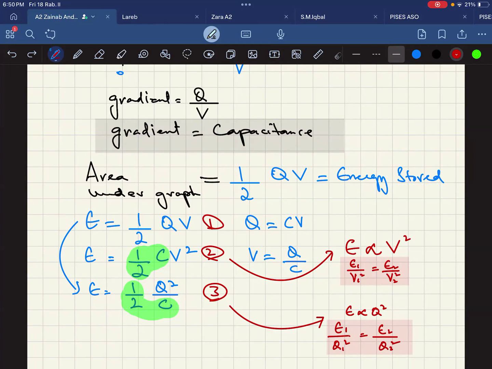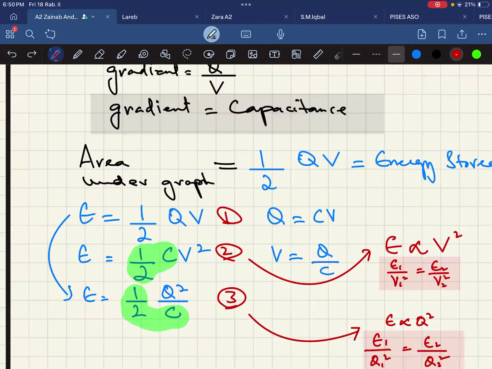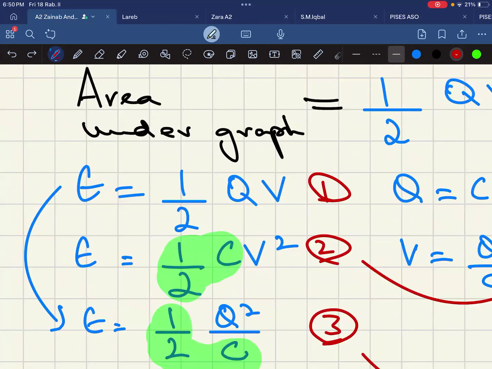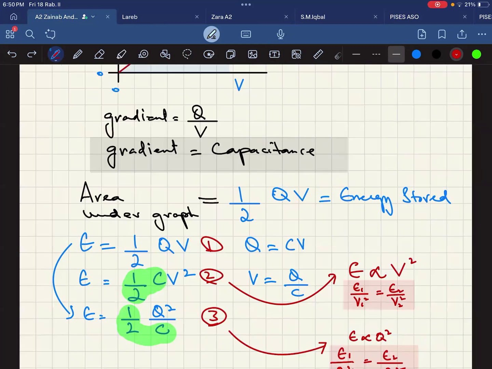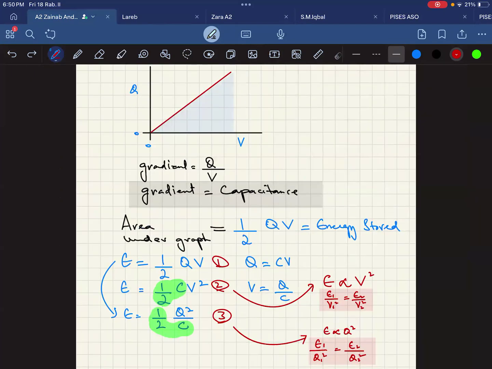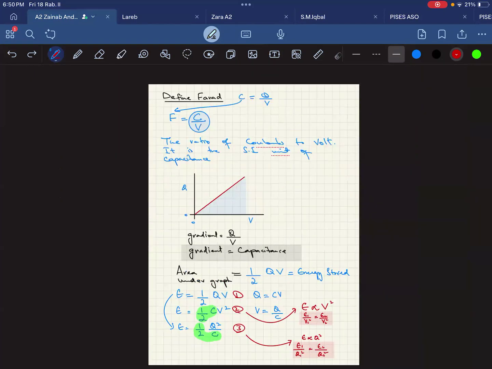Why couldn't we derive one relationship from equation one as well? Since in equation one, nothing was constant other than 1/2. That's the reason why we cannot make a relationship or proportionality of two things. That's why I would say, equation number two and equation number three are more useful in this situation. I hope you get it right.